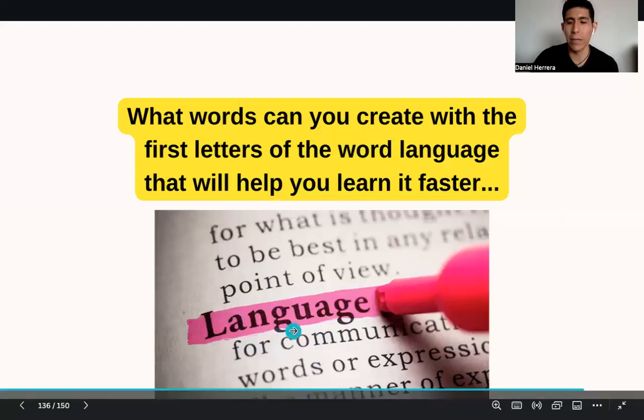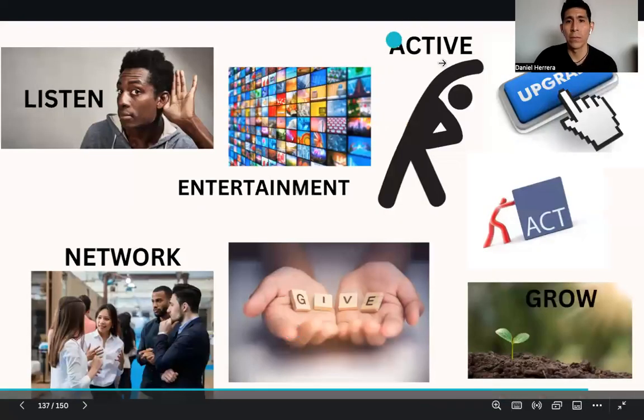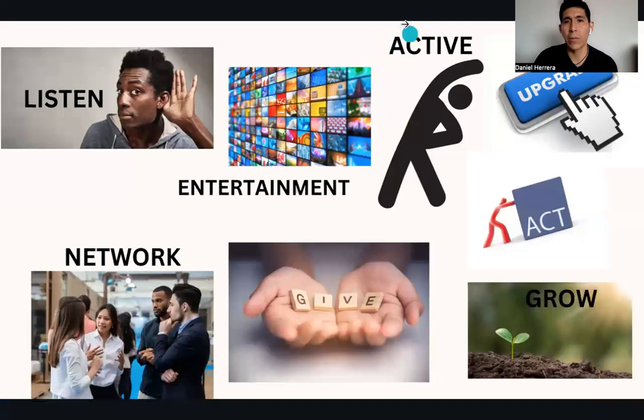Next letter is A. And that word is for active. So if you want to learn a language, that's your question, right? You want to learn a language, okay? How do you learn a language? You actively practice the language. You actively engage with the language.